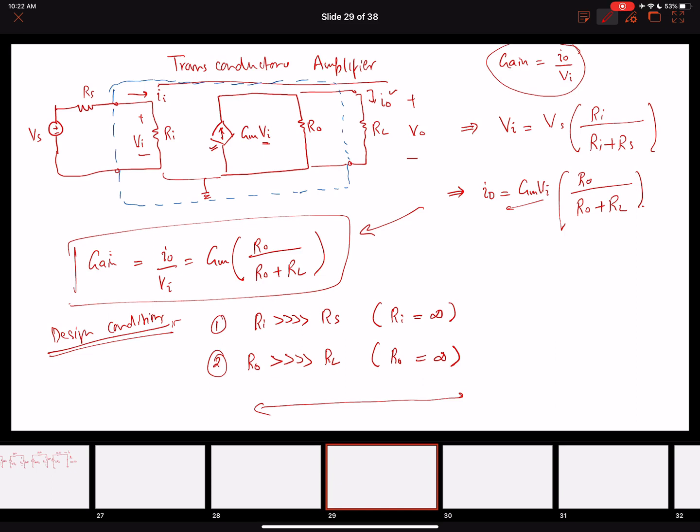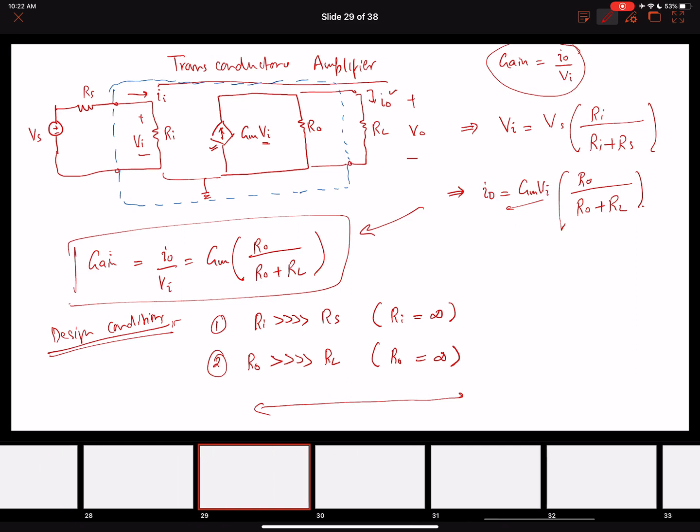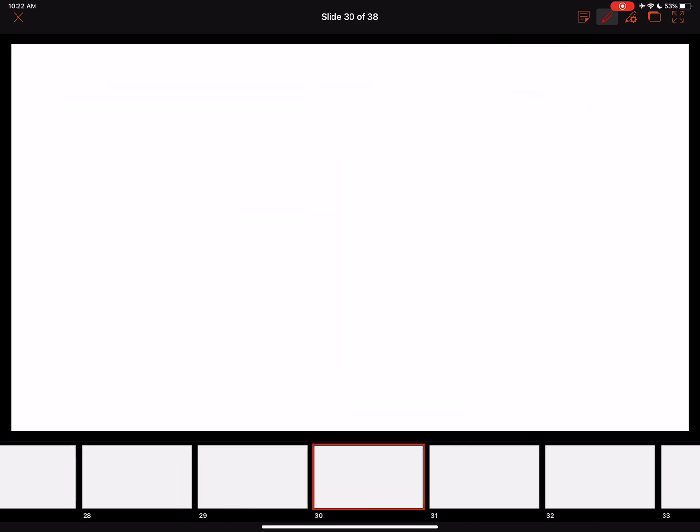We have one more amplifier left that we can quickly do before we wrap up our lecture today. So our last amplifier that we will discuss today is a trans-resistance amplifier.